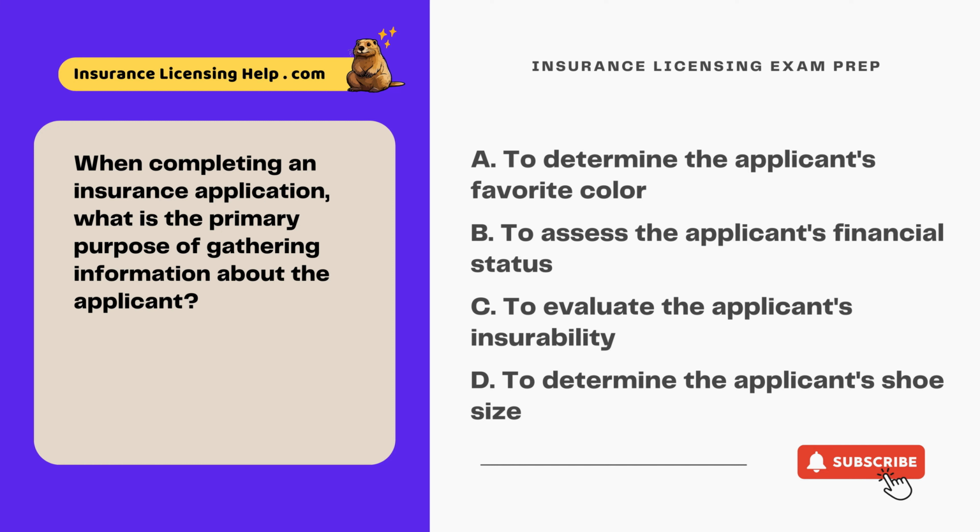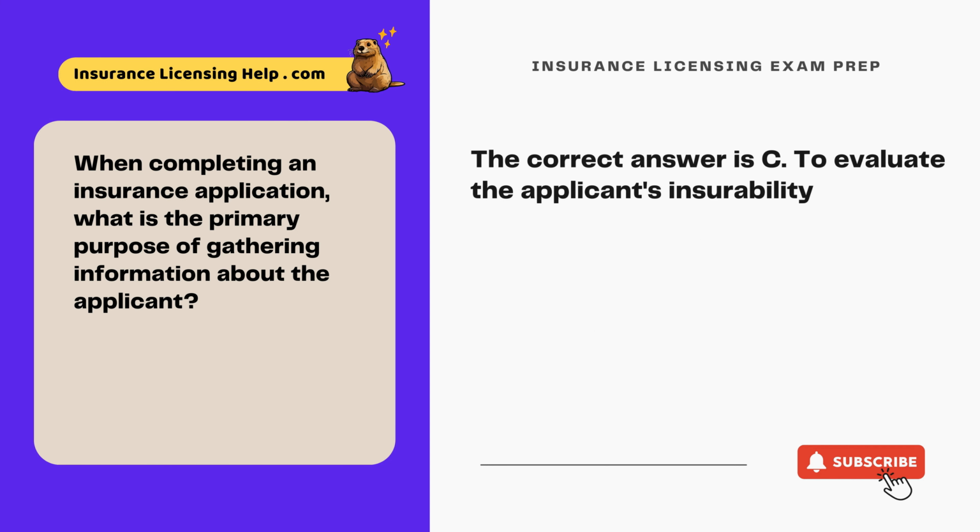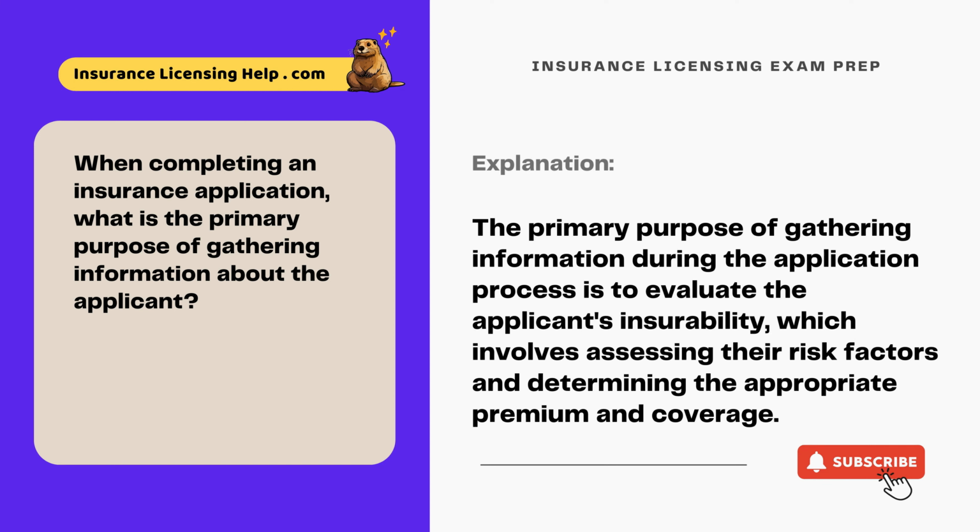When completing an insurance application, what is the primary purpose of gathering information about the applicant? A. To determine the applicant's favorite color. B. To assess the applicant's financial status. C. To evaluate the applicant's insurability. D. To determine the applicant's shoe size. The correct answer is C. To evaluate the applicant's insurability. The primary purpose of gathering information during the application process is to evaluate the applicant's insurability, which involves assessing their risk factors and determining the appropriate premium and coverage.